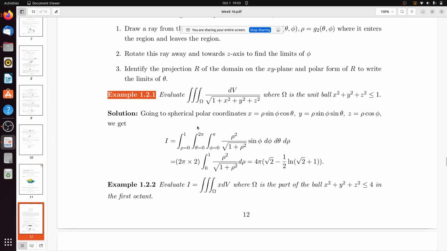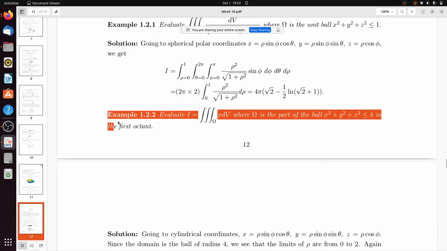Here theta varies from 0 to 2 pi, phi varies from 0 to pi, and the Jacobian is dV equals rho square sin phi d phi d theta d rho. You integrate with respect to phi, theta and all, and that is rho square by the square root of 1 plus rho square. Integrate them and you will get the desired answer.